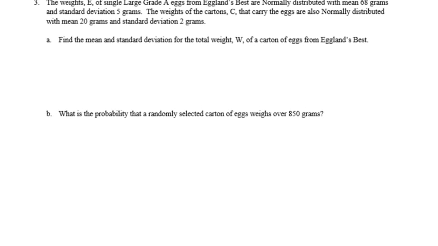Okay, so number 3, we have the weights E of a single large grade A eggs from Eggland's Best are normally distributed. So I'm going to say capital N, E, with mean 68, standard deviation 5. The weight of the carton, we'll use the letter C for that, that carries the eggs is also normally distributed with mean 20, standard deviation 2. Find the mean and standard deviation for the total weight of a carton of eggs from Eggland's Best.